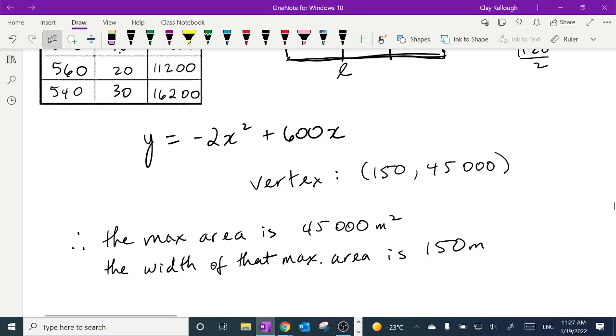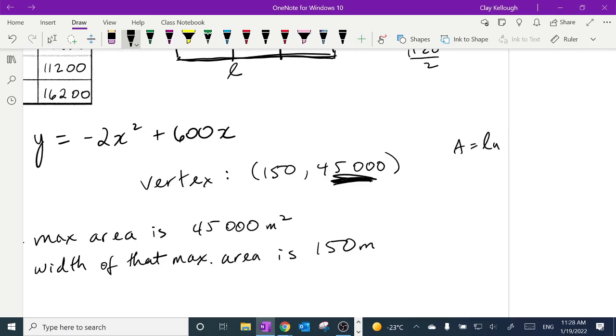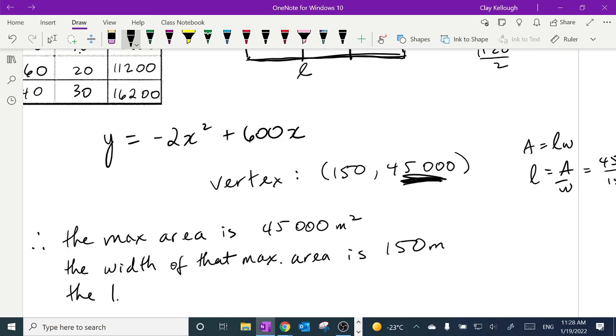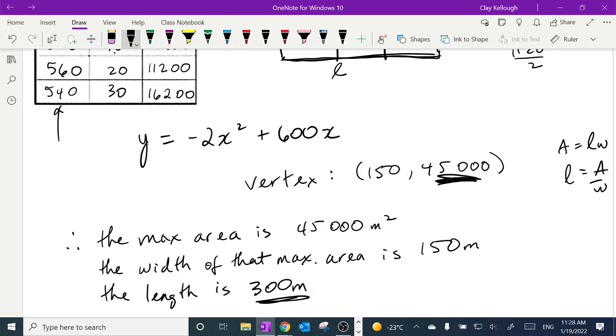There are 2 ways you can figure out what the length is. One way is, where did this number come from? This area? Isn't area length times width? So since area is length times width, length is area divided by width. So if I take the 45,000 and divide it by 150, that's 300. So the length is 300.